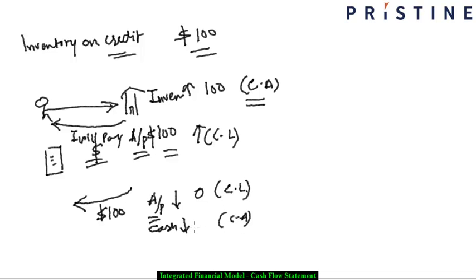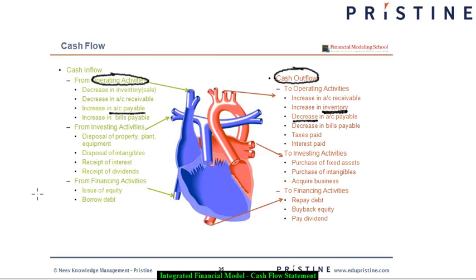Is that okay? So your cash has gone down by $100. If you were to summarize, everything related to operations we categorize as operating activities. For example, any decrease in accounts receivable is like a cash inflow to you. Any increase in accounts payable is like a cash inflow to you. Decrease in accounts receivable is a cash inflow to you. I'm sorry for the mishap.